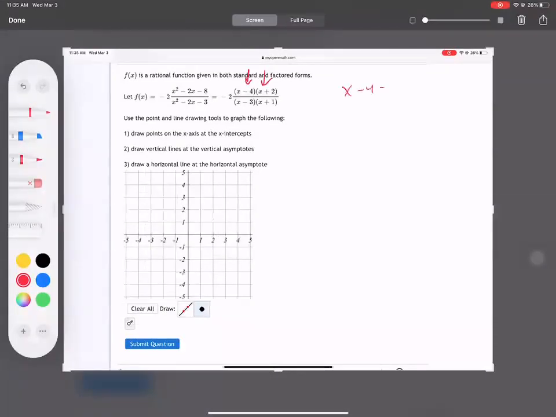X minus 4 is equal to 0. X plus 2 is equal to 0. Plus 4, minus 2, minus 2. X would be 4. X would be negative 2, right? So these are my two values that work. Okay, let's go ahead and graph those.